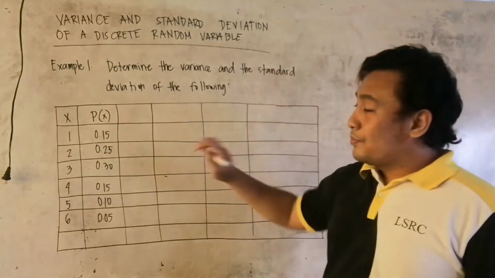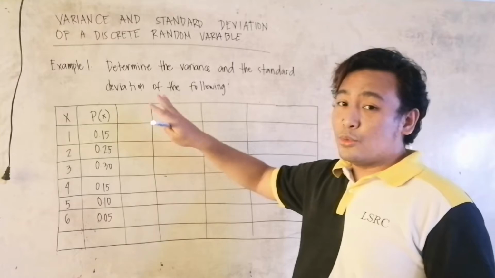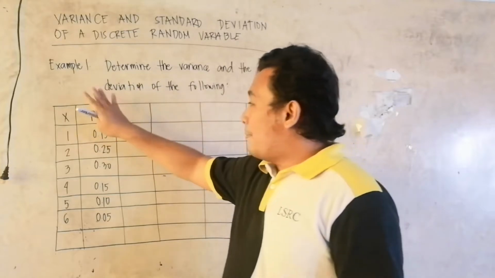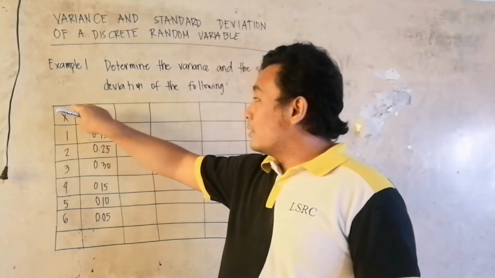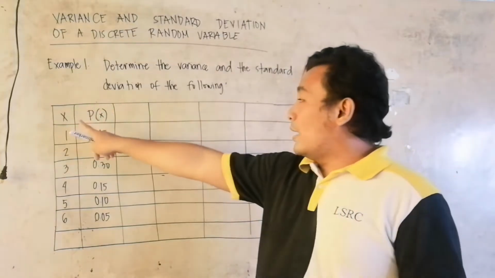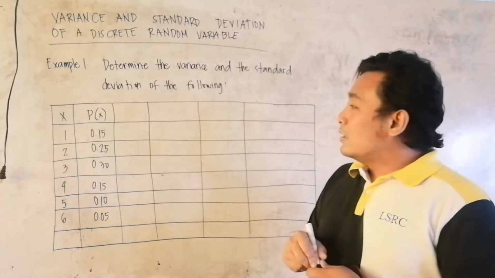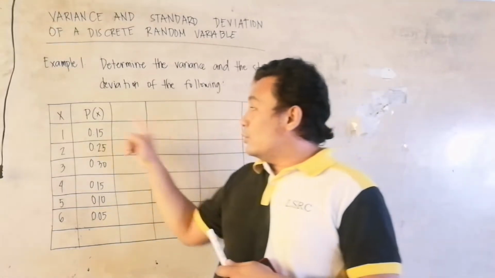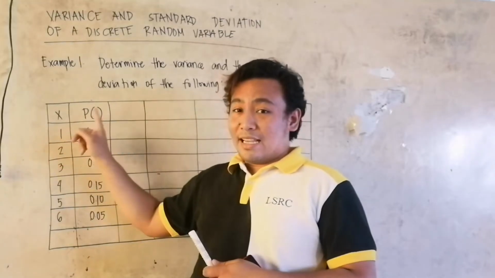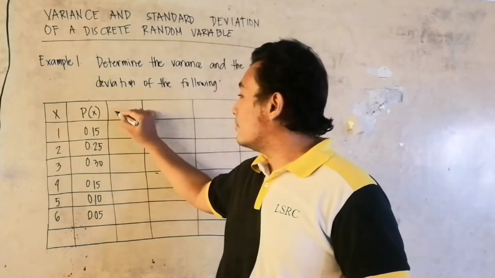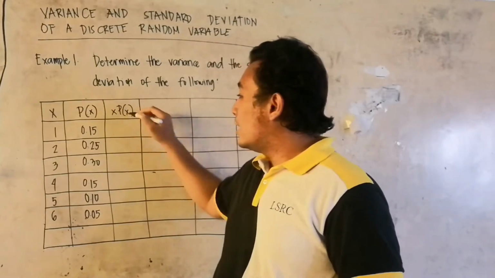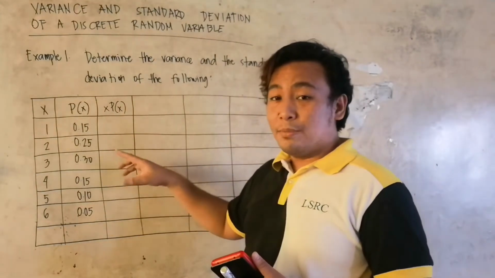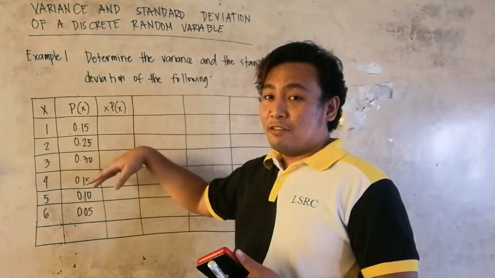The first thing is to construct a table. Pag nakahiwalay ito, ang gagawin niyo is to put this in this table: x, p of x. Remember that kailangan natin sa formula yung mean natin. To solve for the mean, we have to multiply the x and then the p of x. Remember yung sum nito, x p of x, will be the mean of the given data.